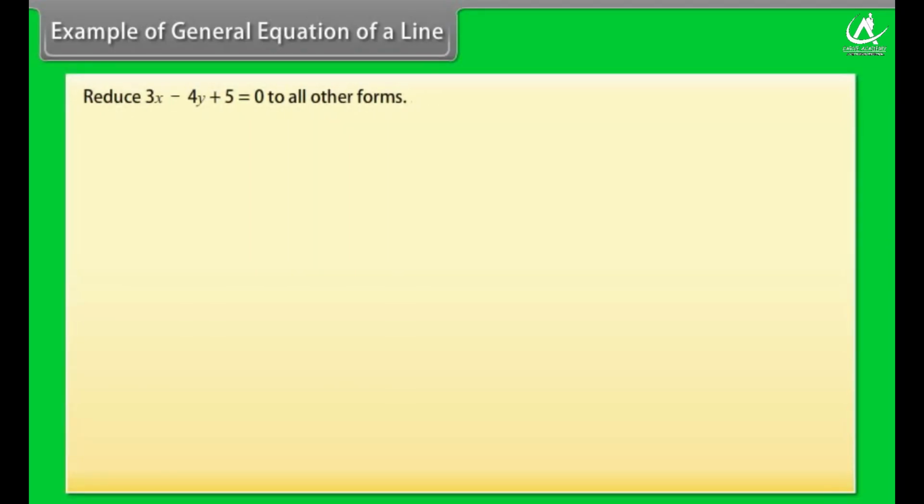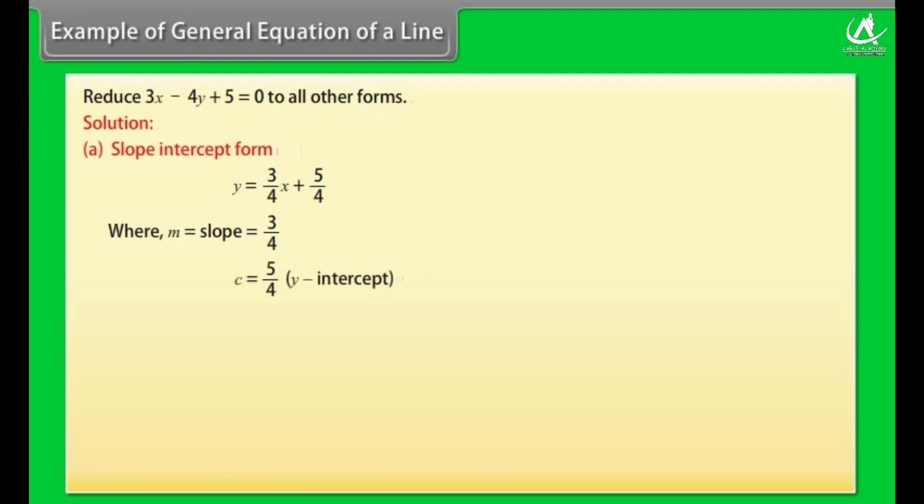Example of general equation of a line. Reduce 3x - 4y + 5 = 0 to all other forms. Solution. Slope-intercept form. y = 3/4 x + 5/4, where m, the slope, is equal to 3/4. c is equal to 5/4, that is the y-intercept.